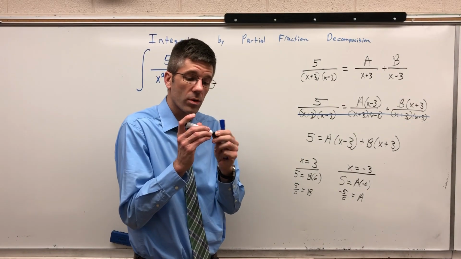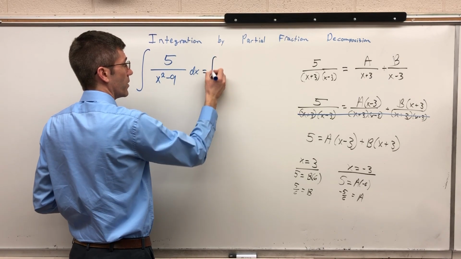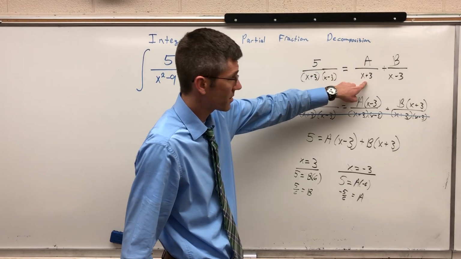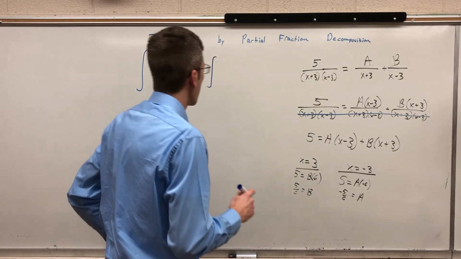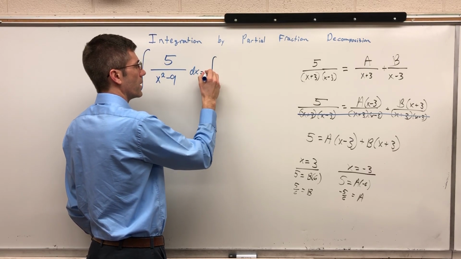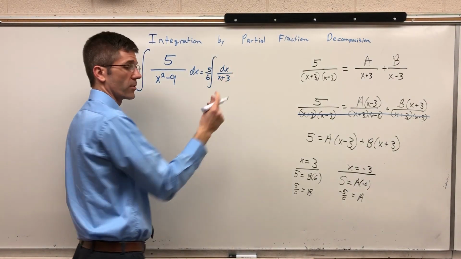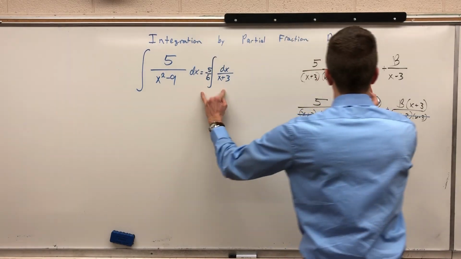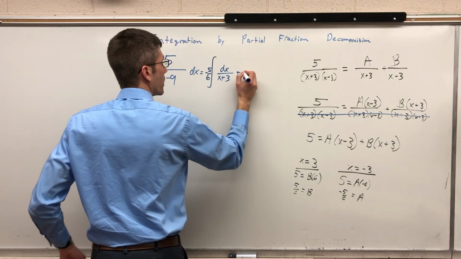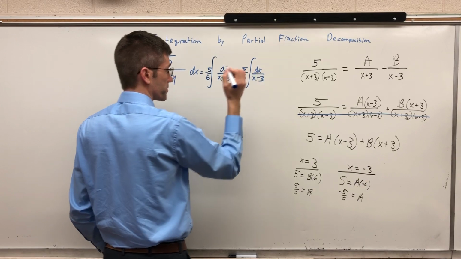The algebra is over. Back to the calculus. We have figured out how to write this now. So A is negative 5 over 6. So negative 5/6 over that. We can do a little bit in our head here. We'll put it in the front: negative 5/6, and then dx over x plus 3. If you're not following what's going on, this is that, only I know what A is now. And then we'll do the same thing with B. So plus 5 over 6 integral dx over x minus 3.